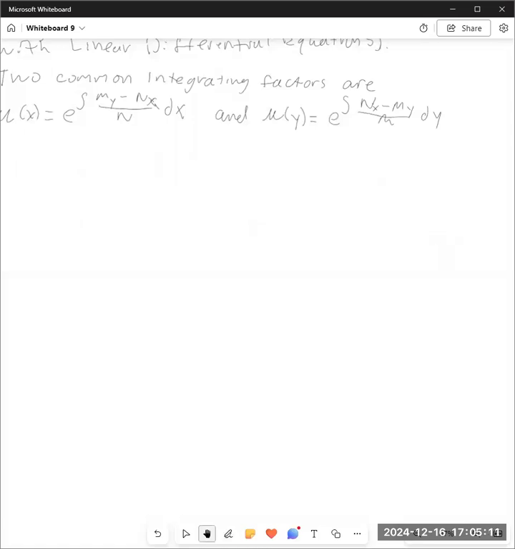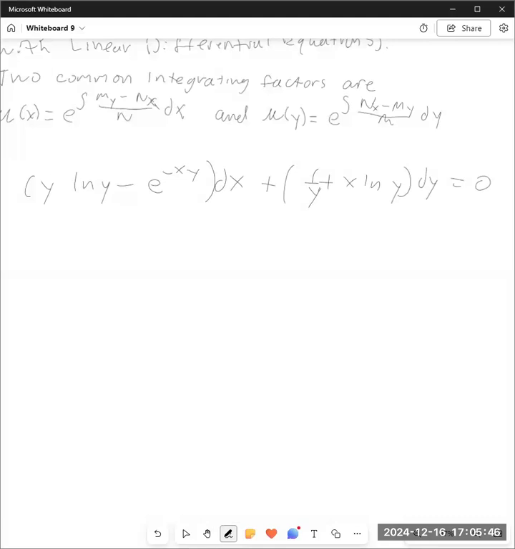Moving on here to this one: (ln of y minus e to the negative xy) dx plus (1 over y plus x ln of y) dy equals 0. So let's take the derivative of the first part with respect to y.